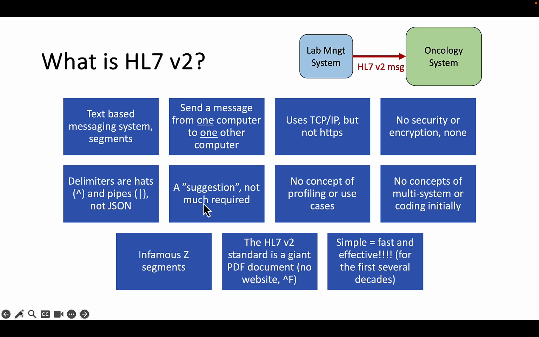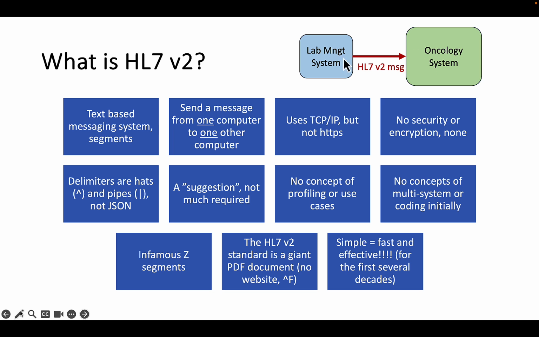Version 2 is a suggestion. Not much is required. Now you could argue that that's true in HL7 FHIR as well, and that wouldn't be wrong. But HL7 version 2 also did not have the concept of use cases driving profiles, and in turn making things required. There was also, initially, no concept of multiple systems. So what that means is that the assumption was that it was one system sending one message to one computer.